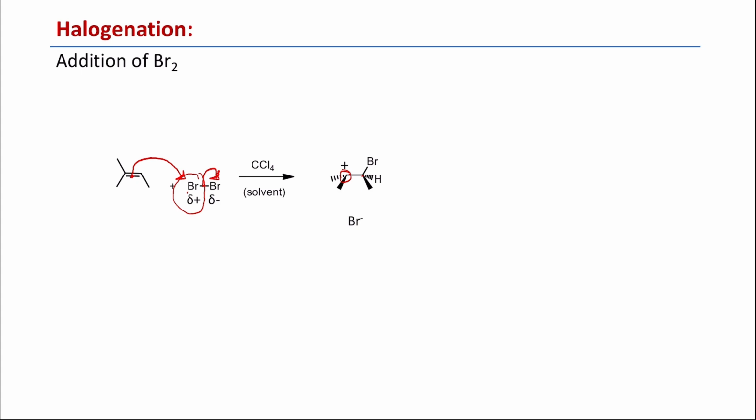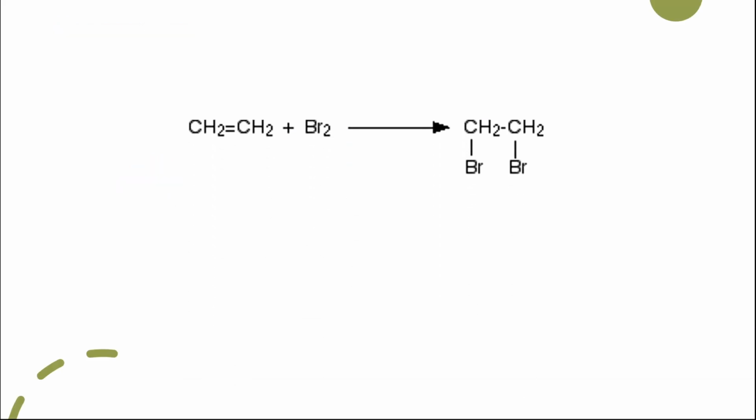Now we have the other bromide with the negative charge. This is going to attack the carbocation, the carbon with the positive charge, and then that will lead to the final addition product, where two bromines have been added to the double bond and the double bond has been completely broken. This is called an electrophilic addition reaction, and the product is 1,2-dibromoalkane. The reaction between alkenes and bromine will give you 1,2-dibromoalkane.